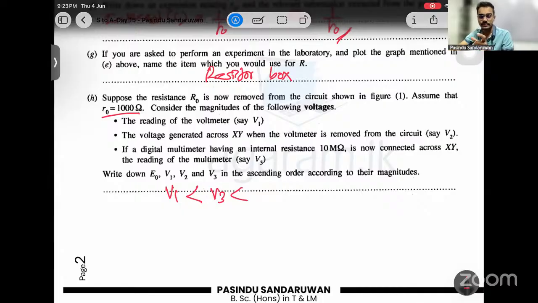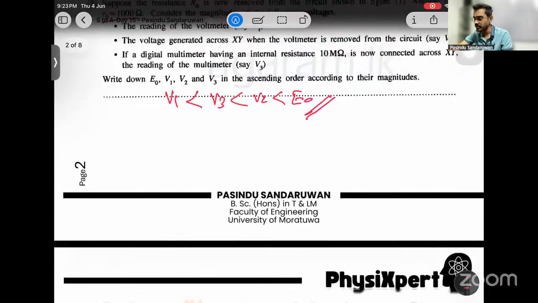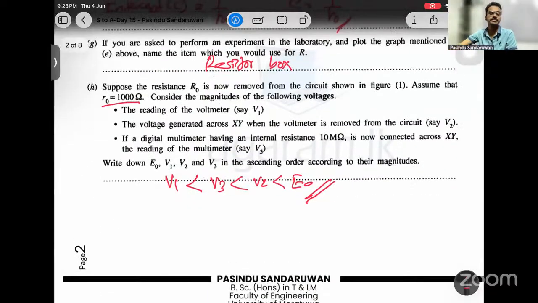And then I can easily decide that the battery is the highest voltage here, because only a small part of the battery is acting across the resistor. The total of the battery doesn't come across. So the battery is the highest. Since the battery is the highest, V2 should be in between. This is the ascending order, right?